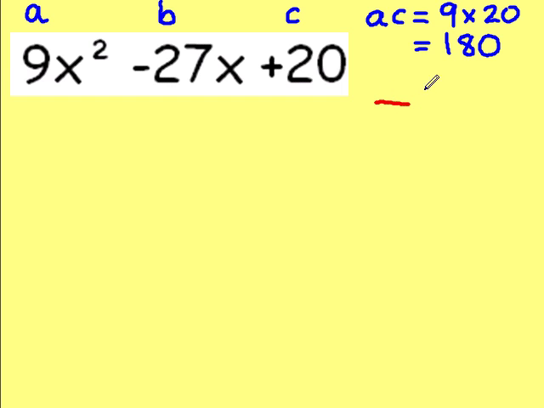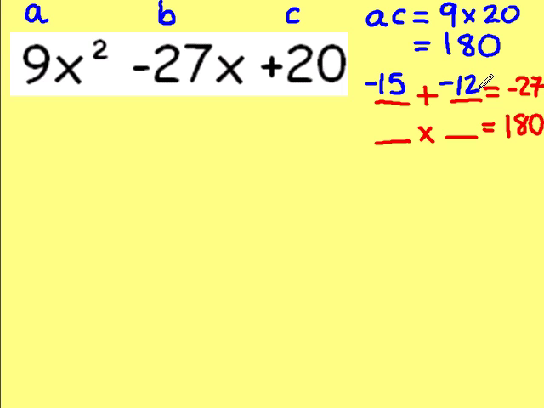When added, these factors need to make the middle number B, in this case minus 27, and when multiplied need to make the AC number, which in this case is 180. Now the only numbers that will do that are minus 15 multiplied by minus 12, and you can check these by multiplying them on your calculator or adding them using your calculator or number line.